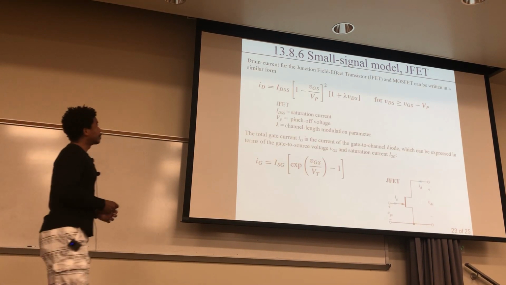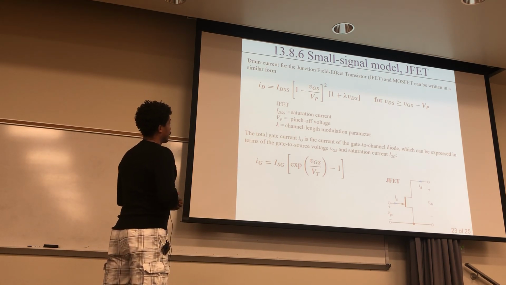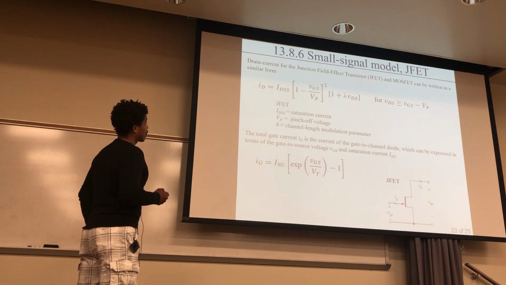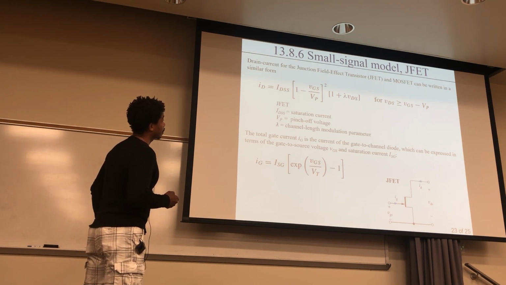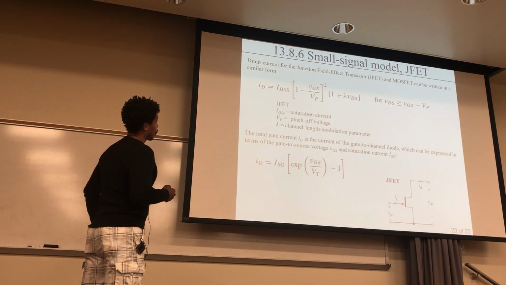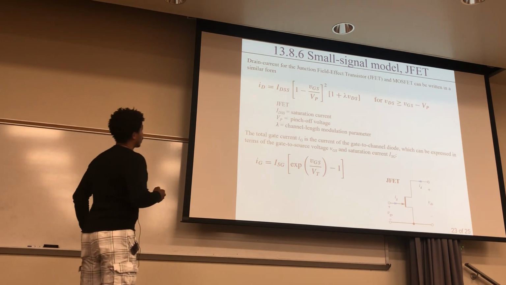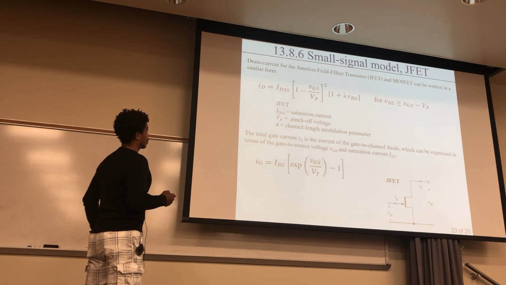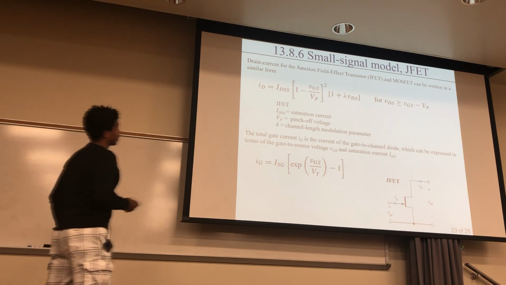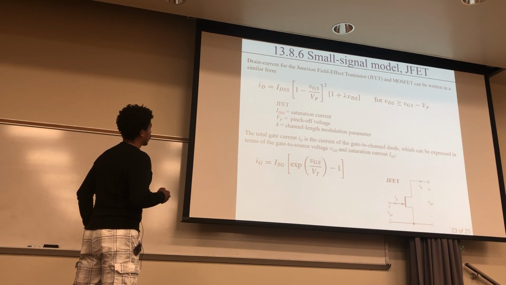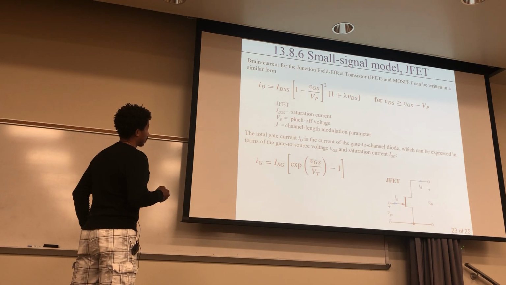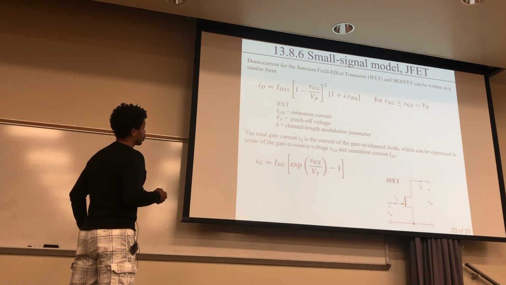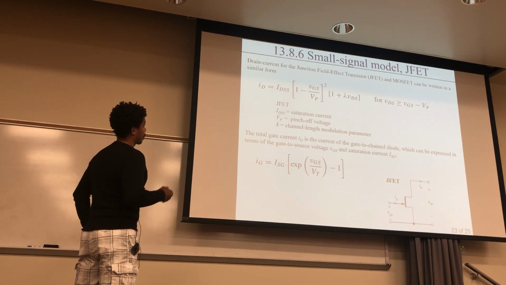All right, so let's look at the JFET. The drain current for the junction field effect transistor, the JFET, and the MOSFET can be written in a similar form. So this is what we have for the JFET. And to remind you from your previous class what these mean: IDSS is the saturation current, VP is the pinch-off voltage, and lambda is the channel length modulation parameter.